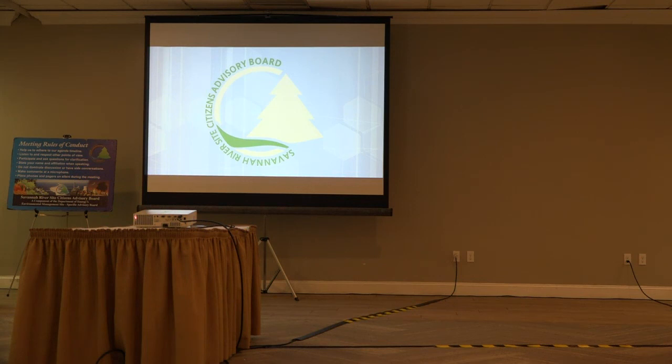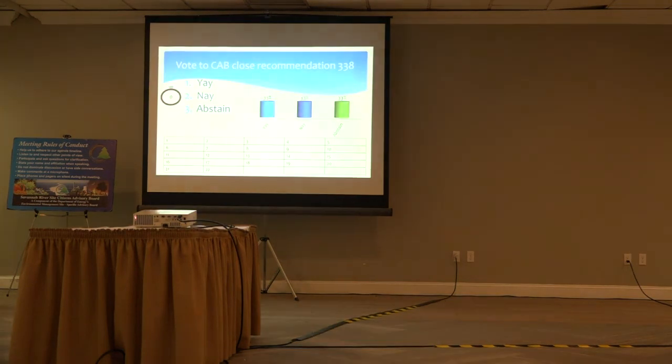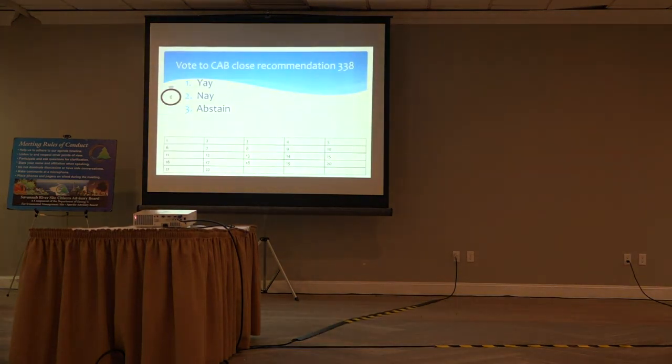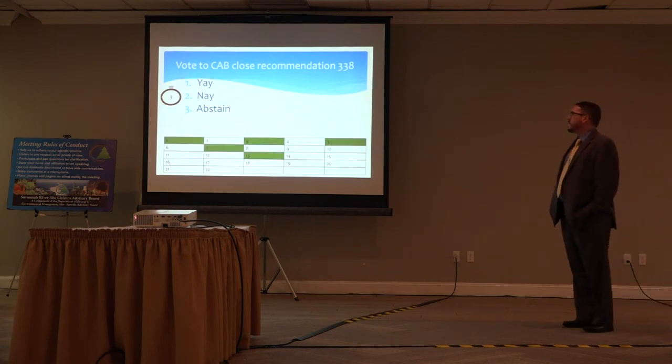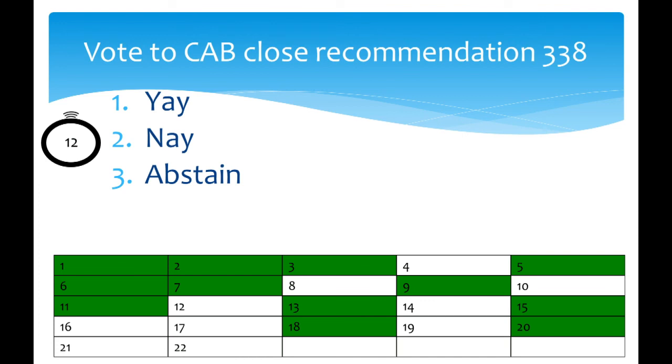All right, 338 is the revision of the SRS Community Involvement Plan. Can you pull it up? So moved. So we have a motion, and we have a second from Earl. So all those in favor of closing it, just press 1. Not closing it, 2, and then of course abstaining is 3.